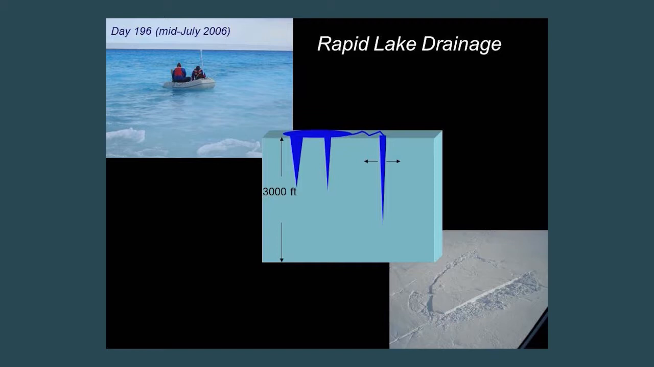It had fractured along a 3 kilometer long crack, so close to 2 miles long. It had drained in about 90 minutes. And if we take the volume of water in the lake and calculate what was pouring into that crack, it's faster than the rate of flow over Niagara Falls. So Niagara Falls for 90 minutes.